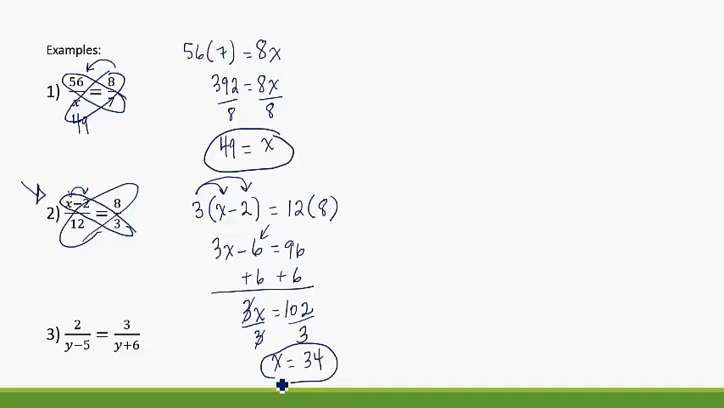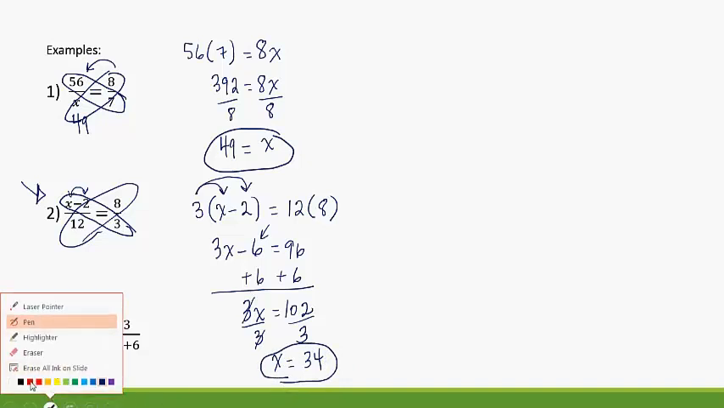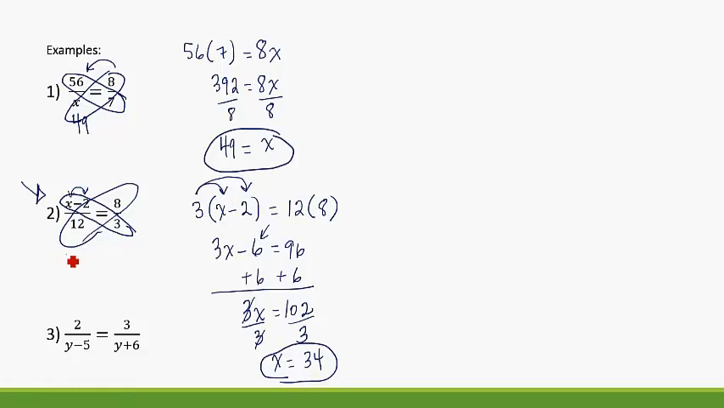And just like with linear equations, you can, of course, check these. So if I go back to my original problem, I wrote this as 34 minus 2 over 12. Does this equal 8 over 3? 34 minus 2 is 32 over 12. And if I find my cross product, 12 times 8 is 96, and then 32 times 3 is indeed 96 as well. So 96 equals 96, and that makes for a true proportion. So our answer is indeed 34.